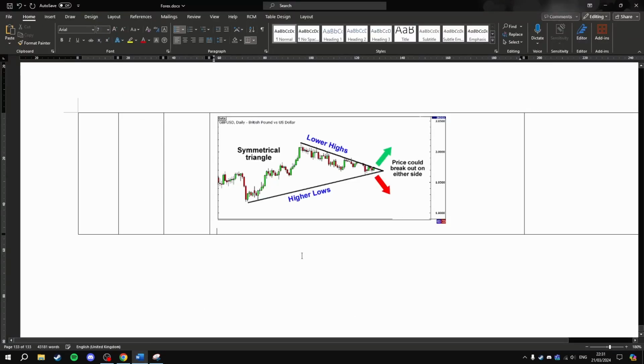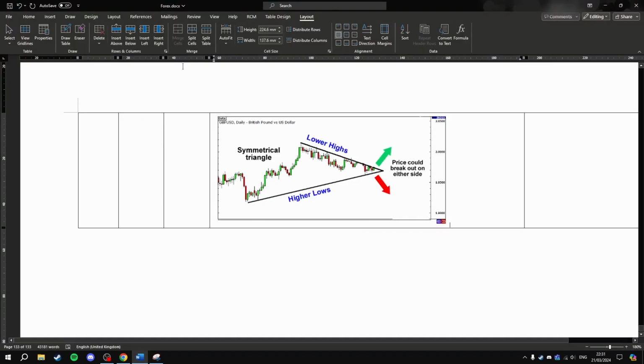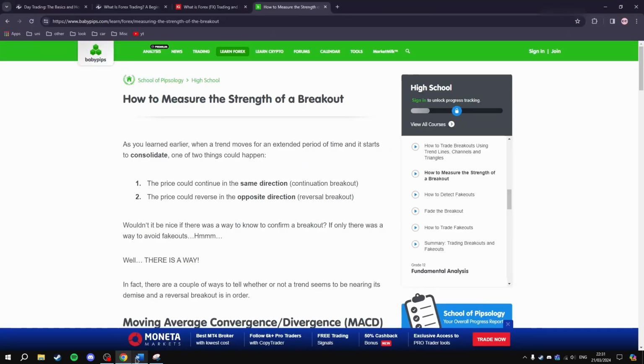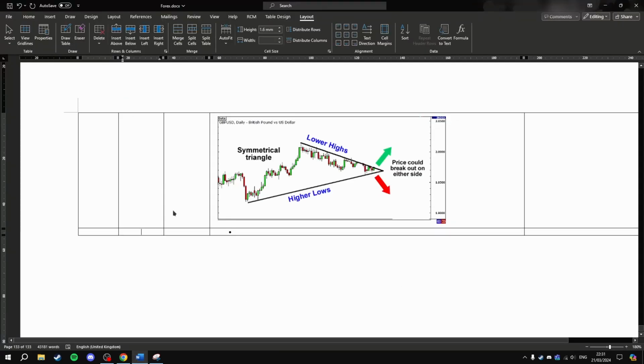Very good. How to measure the strength of a breakout.